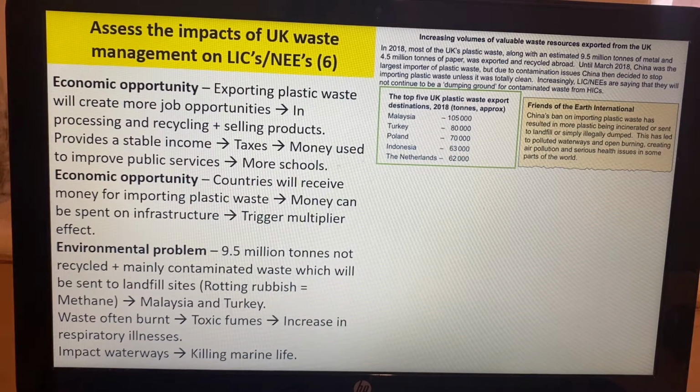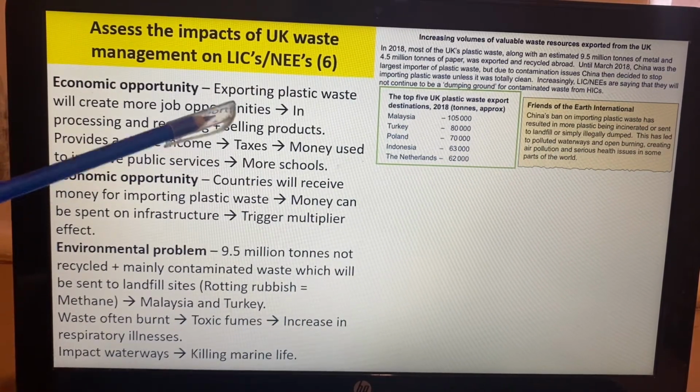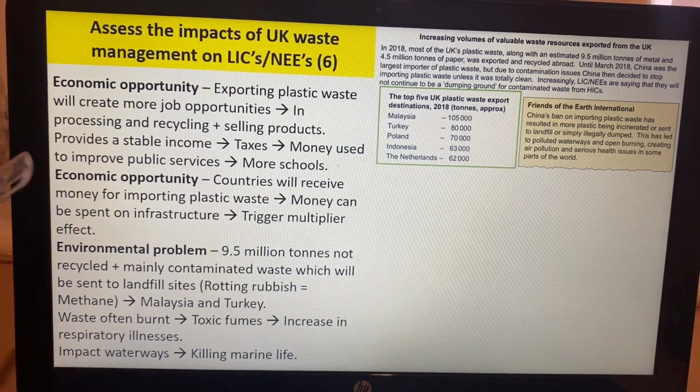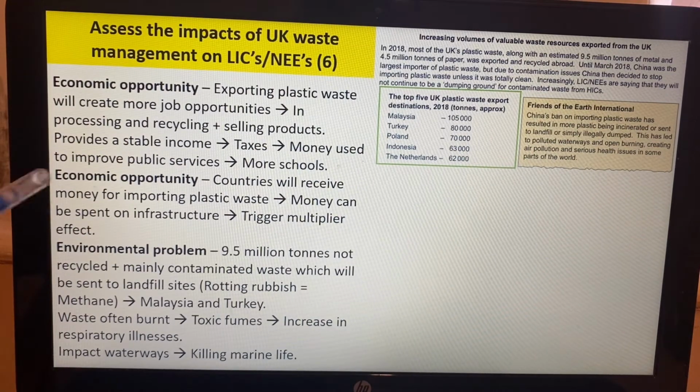So first of all, sending waste abroad for that host country isn't always a bad thing for them, for they see a lot of the time as economic opportunities. So if we were to send all our plastic waste abroad, you need to understand that actually it does create a lot of job opportunities over there. For example, what are some of the job opportunities? Processing, recycling. So make sure you say that it creates a lot of job opportunities over there. Therefore, it provides a stable income for many of these people in LICs, NEEs, who already work in informal economies.